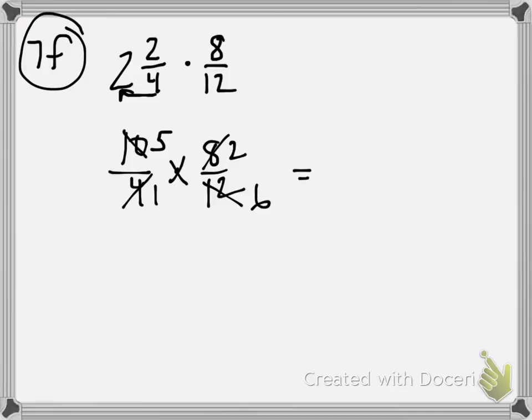So now when I multiply, I'm multiplying 5 times 2, get 10, and 6 times 1 is 6, and this would of course reduce. 6 goes into 10 one time with 4 left over, and I could reduce that one step further by dividing the top and bottom by 2 to get 1 2/3.